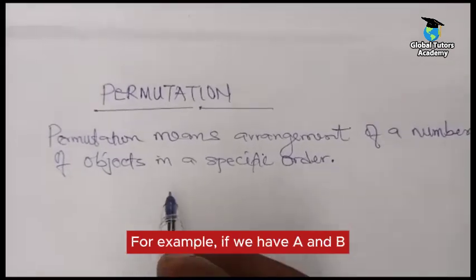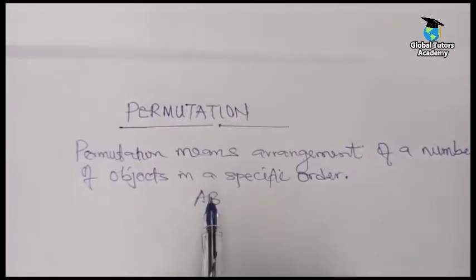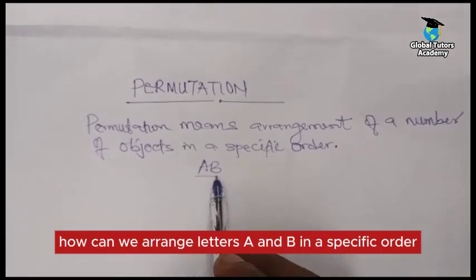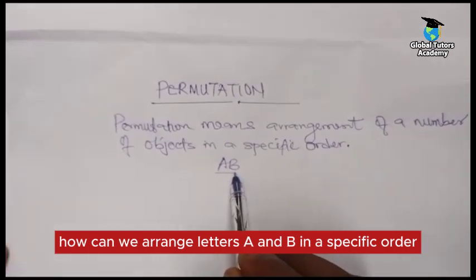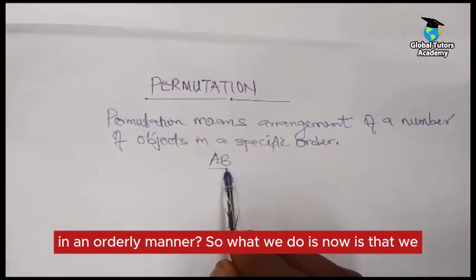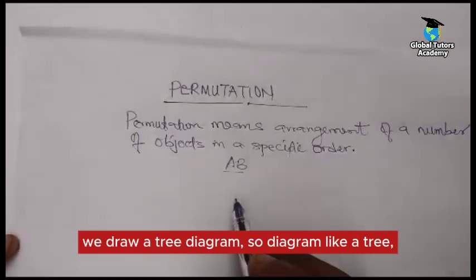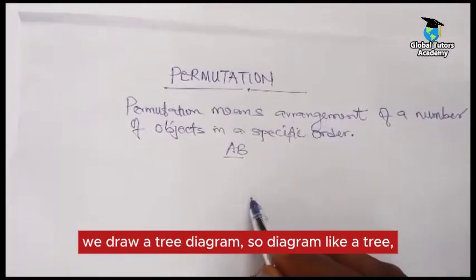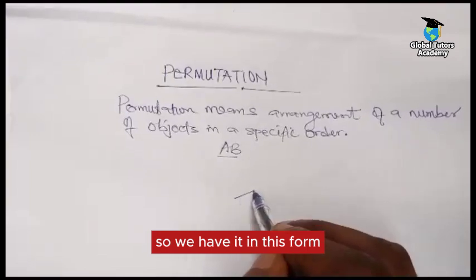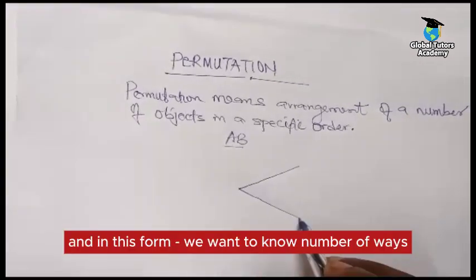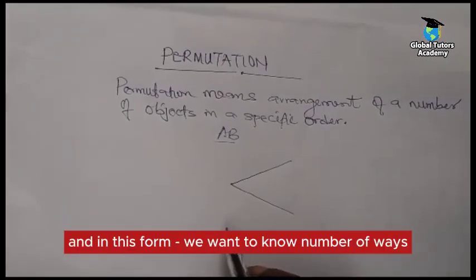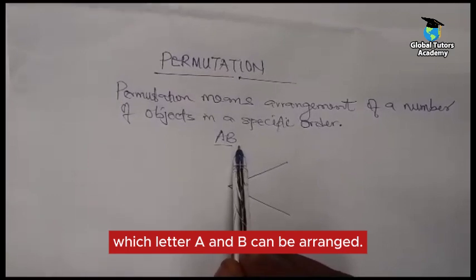That is, how can we arrange the number of objects in a specific order? For example, if we have A and B, how can we arrange the letters A and B in an orderly manner? What we do is draw a tree diagram, a diagram like a tree. So we have it in this form and in this form. We want to know the number of ways in which letters A and B can be arranged.